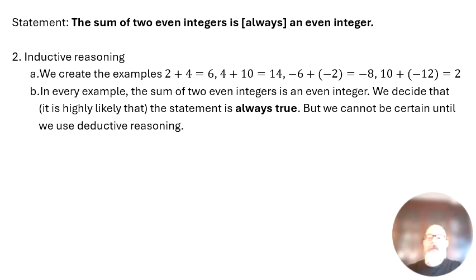So it seems like every time I pick two even integers and add them, I get an even integer. This seems like it's probably correct. Have I proven it's correct? No. I've proven 4 examples. There's literally an infinite number of examples here. So the only way to truly prove that this statement is true is to use a deductive proof, which somehow captures every case in existence.